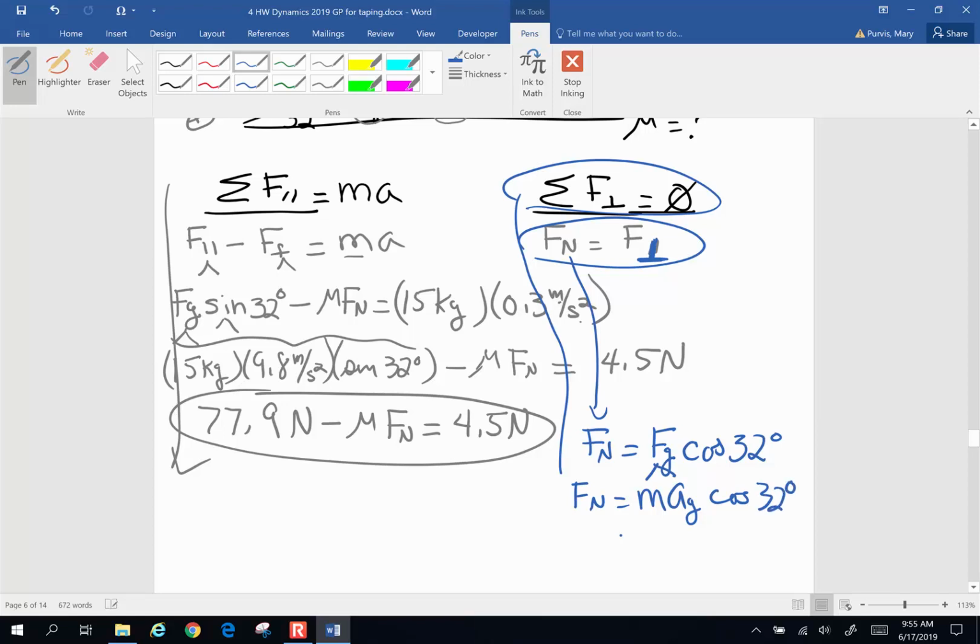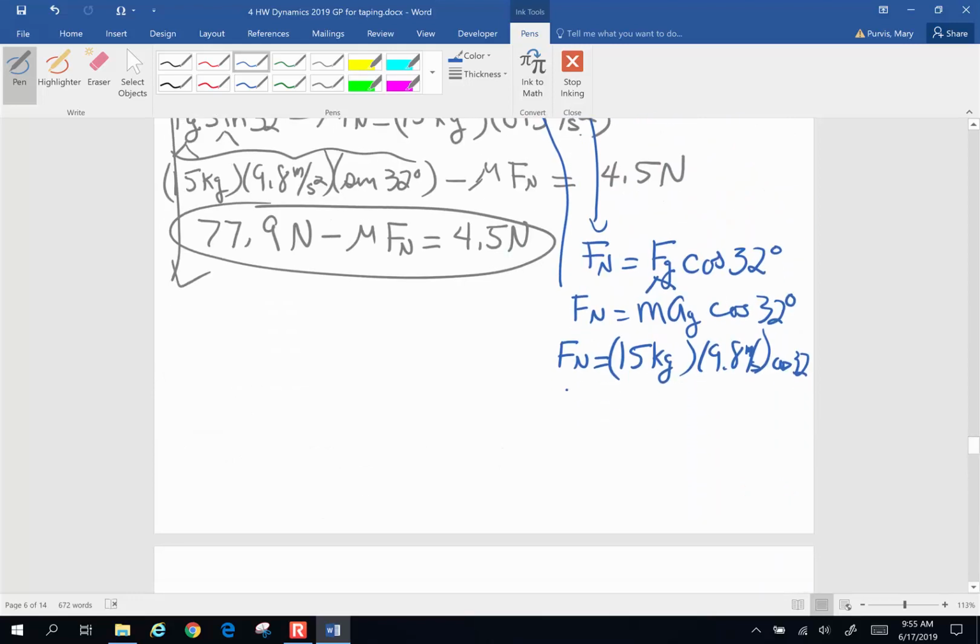I know my mass is 15 kilograms. Gravity is 9.8 meters per second squared, times, of course, cosine of 32. I know, I'm squishing things off the edge of the page. All right, let's replace all of that here. So cosine of 32 times 9.8 times 15. So this ends up being 125 newtons for my normal force.